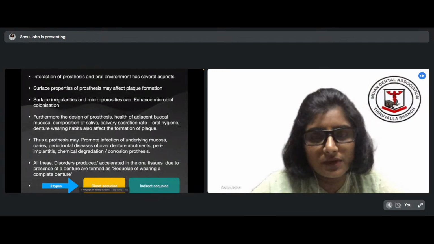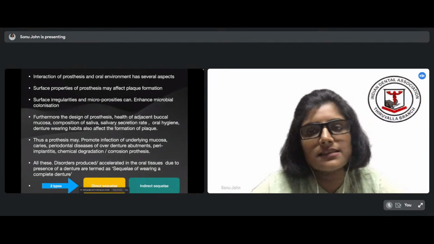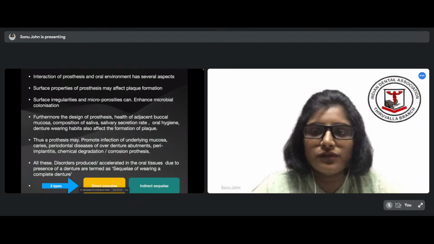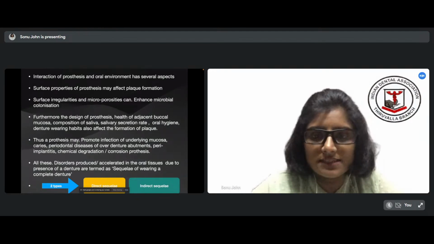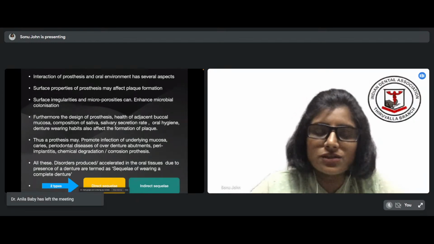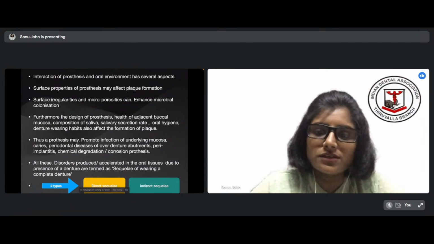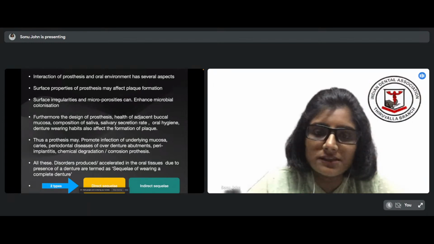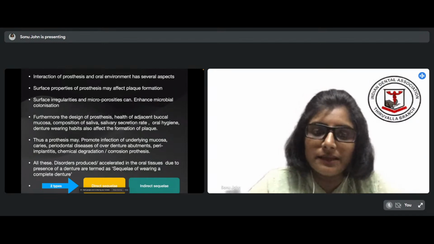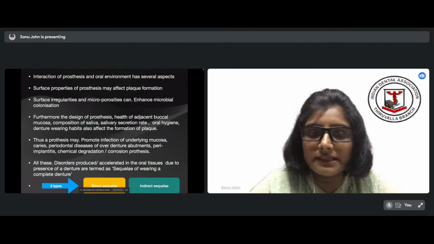The interaction of the prosthesis and the oral environment has several aspects. The surface properties of the prosthesis may affect plaque formation. Any surface irregularities or microporosities can enhance microbial colonization. Furthermore, the design of the prosthesis, the health of the adjacent buccal mucosa, the composition of saliva, the salivary secretion rate, the oral hygiene practices maintained by the patient, and the denture wearing habits also affect the formation of plaque. So, a prosthesis may promote infection of the underlying mucosa, caries, periodontal disease, or, if the patient is having an overdenture, periodontal disease of the overdenture abutment, periimplantitis, chemical degradation, or corrosion of the prosthesis if the patient has a complete denture with a metal attachment in it.